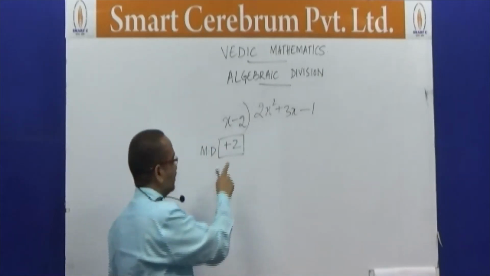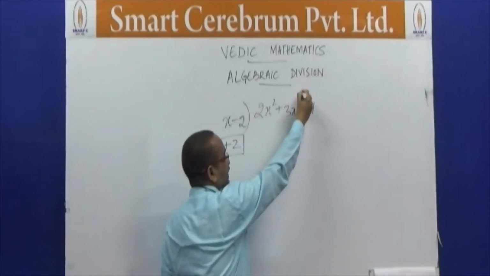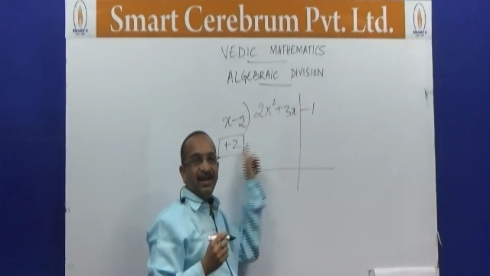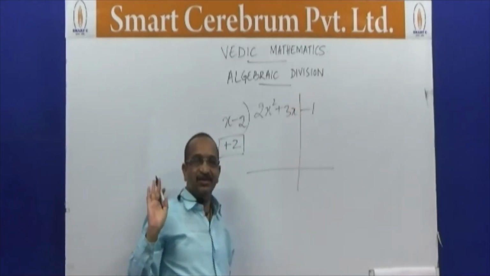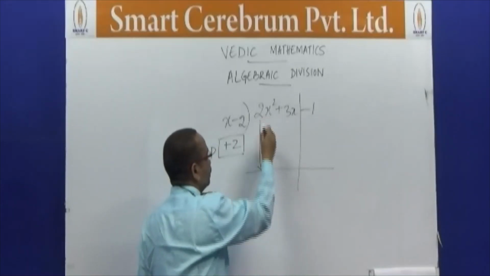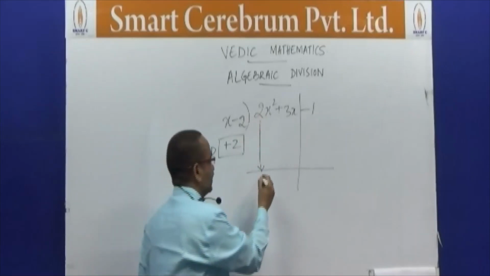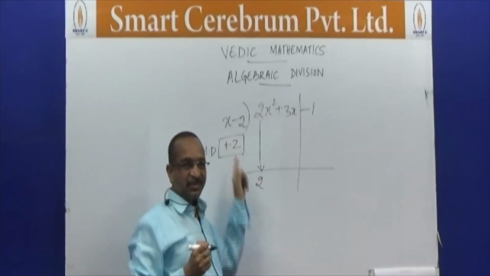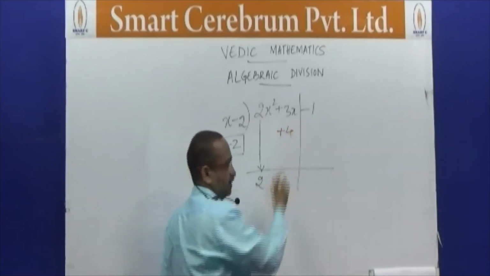Now, because I have got only one term in the divisor, just leave one term from the right side and put a margin. That's all. Now it is easy. Just take the coefficient of the highest degree. In this case, the coefficient of x squared is 2. So I take this 2 and multiply it with the modified divisor every time. That is 2 into 2 is 4. I write plus 4 here.